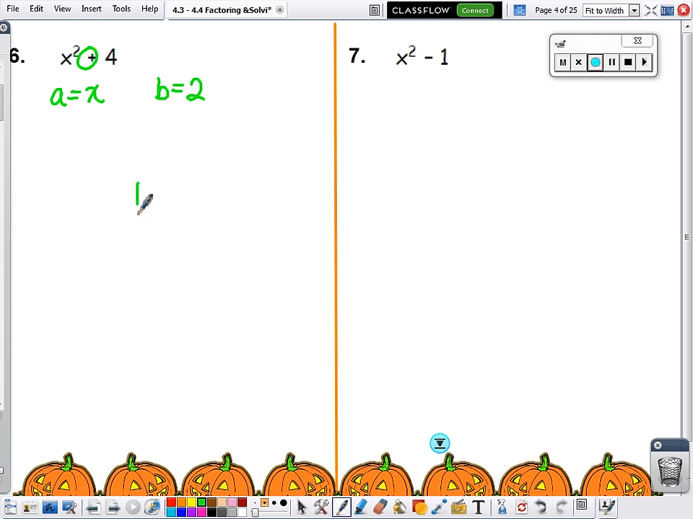What this would look like graphically would be a quadratic with our vertex at 0, 4. And if we were to graph this, you will notice the graph does not cross the x-axis. So we're not seeing the solutions, which means they're not real, which means this is not a factorable problem.